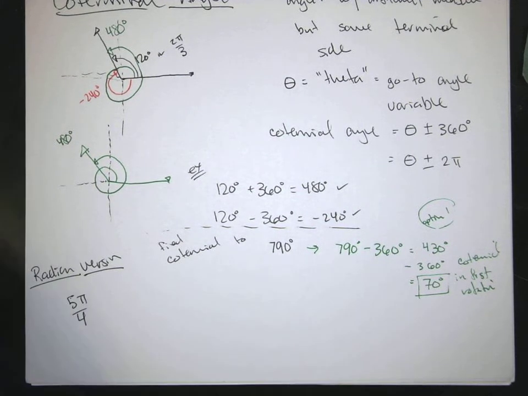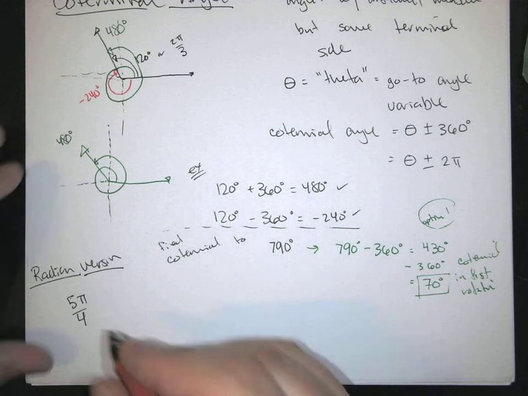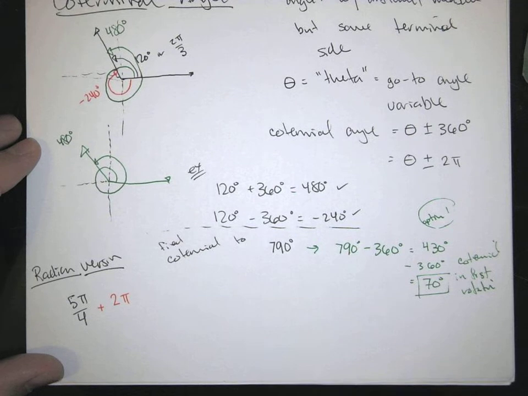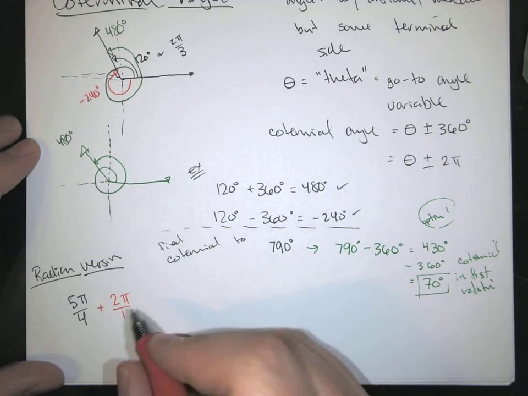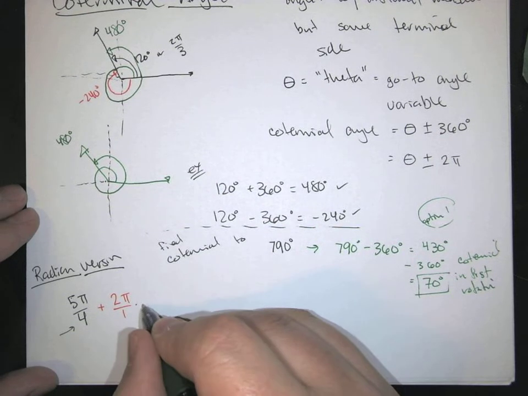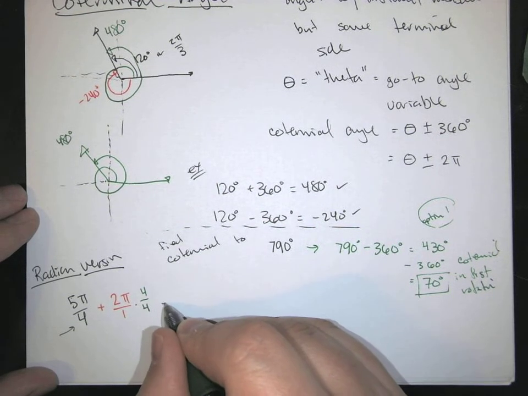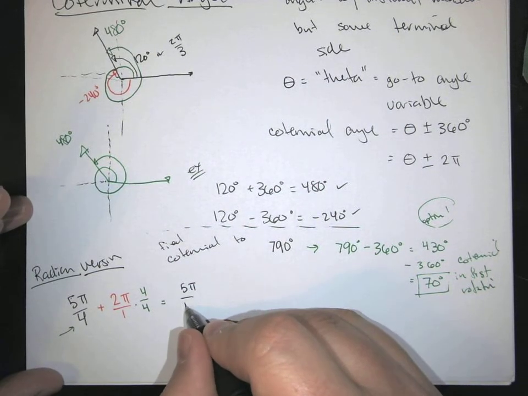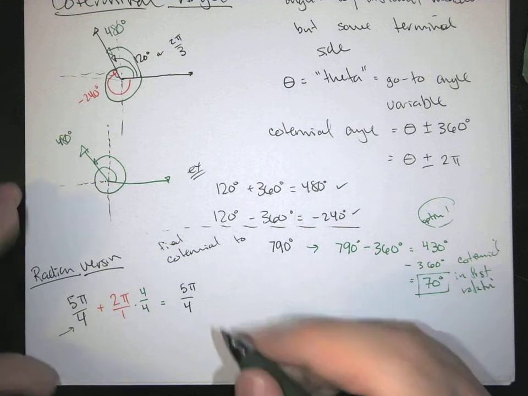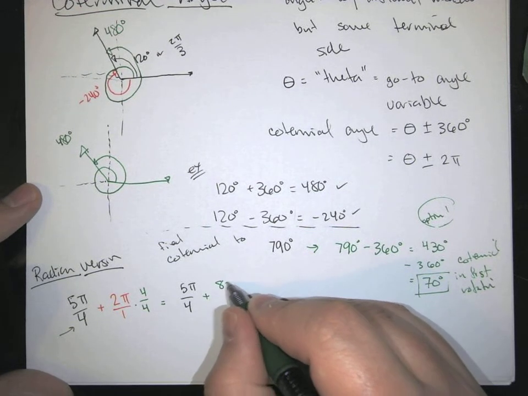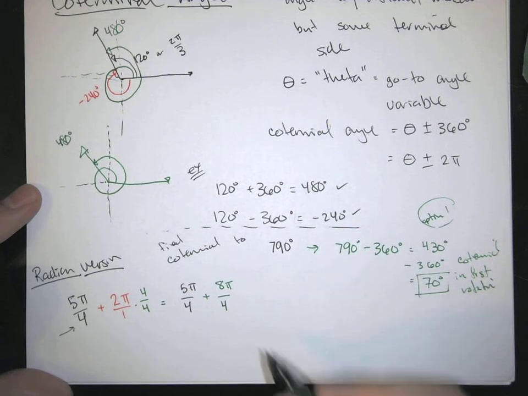5 pi over 4? If I want to find a coterminal angle, what I'm going to do is add what would be the equivalent of 360. Well, that would be adding 2 pi, right? But because this is fractions, let's call it 2 pi over 1, because what we really need is a common denominator. We're going to need something that's over 4. So this is going to be 5 pi over 4 plus a full rotation. Well, that's 2 pi, but in terms of fourths, that's going to be 2 pi times 4, which is 8 pi.